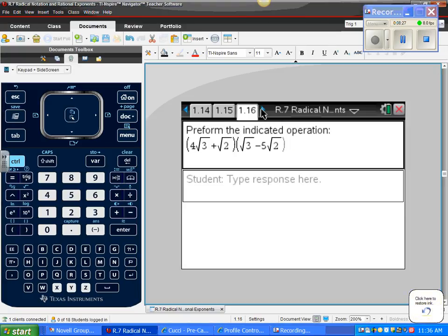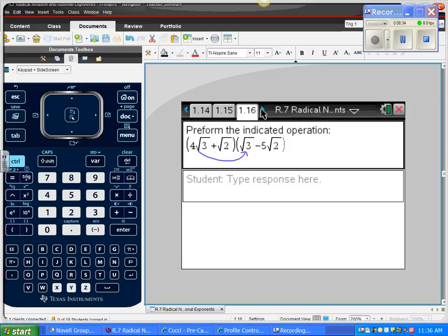Perform the indicated operations. So we are multiplying, right? So we are foiling. 4 square root of 3 times the square root of 3 is 4 square root of 9, right? Multiply coefficients and then radicands. Minus, negative 20, or plus a negative 20 square root of 6, plus square root of 6, minus 5 square root of 4.